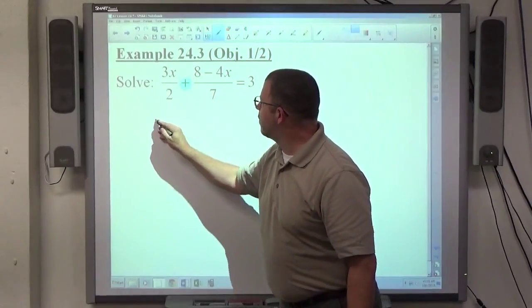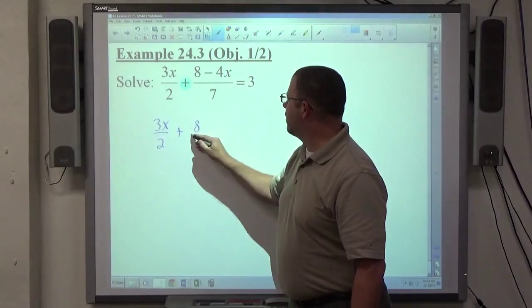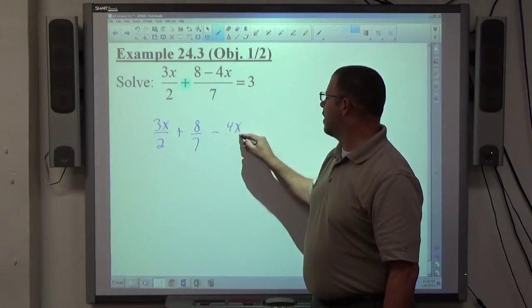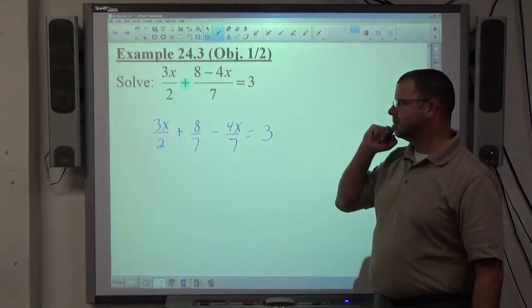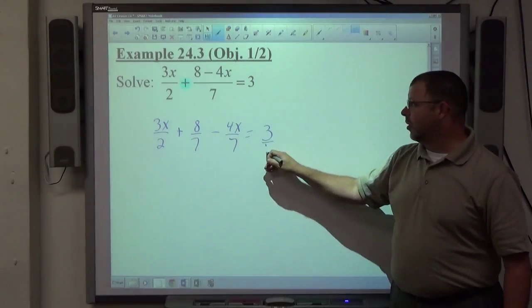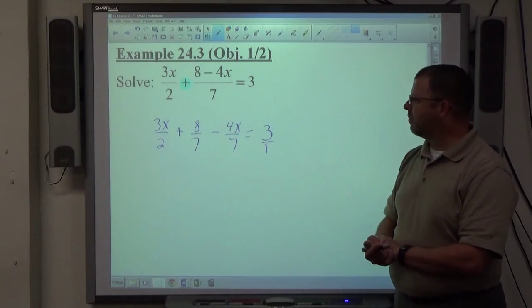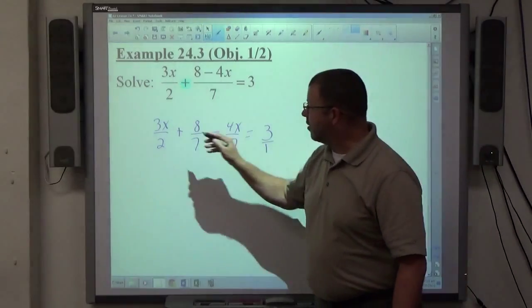So 3x over 2 is fine the way it is. It's going to be plus 8 over 7 minus 4x over 7 equals 3. I might even put 3 over 1 just so it looks like a fraction. If everything looks like a fraction, then I know to treat everything the same way. Least common denominator of the fractions is 14.